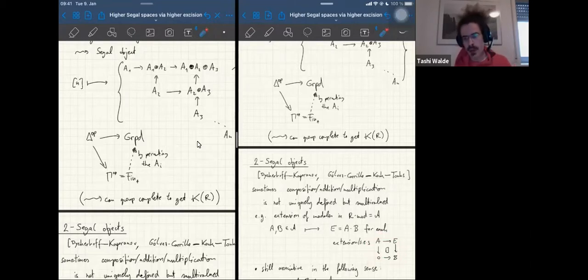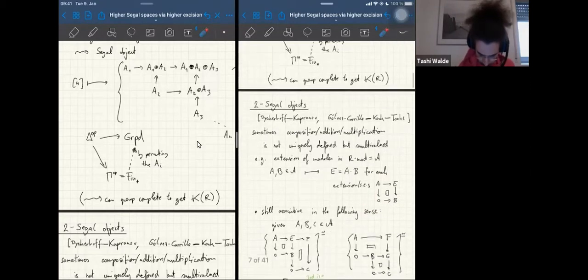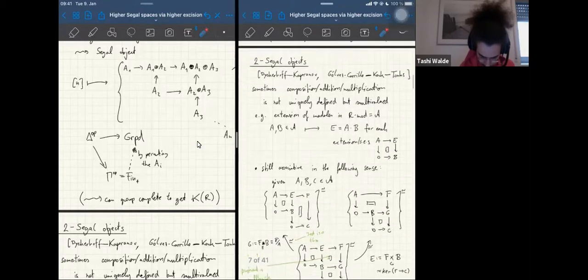And while this is no longer a well-defined operation, it is actually still associative in a certain sense. If you start with three objects A, B, C, you can consider the space where you first extend A and B by E, and then you extend the result E by C, or I guess one would say C extended by E, and then you get F. Or you can do it the other way around. You start with C and extend it by B, so you get G, and then you extend it by A further, and then you get F. So these are the two different ways in which you could express this associativity.